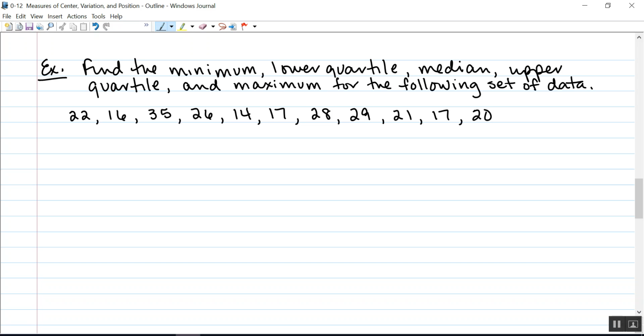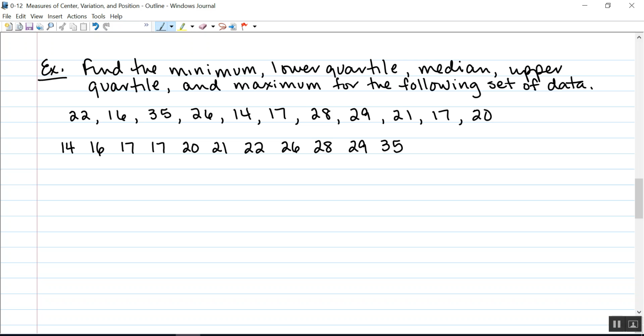So again, I want to line up the data in order from the smallest to the greatest. So that would be 14, 16, and I actually have 2 17s, and then 20, 21, 22, 26, 28, 29, and 35. So let me check. That's 2, 4, 6, 8, 10, 11, 2, 4, 6, 8, 10, 11. Good, I got them all.